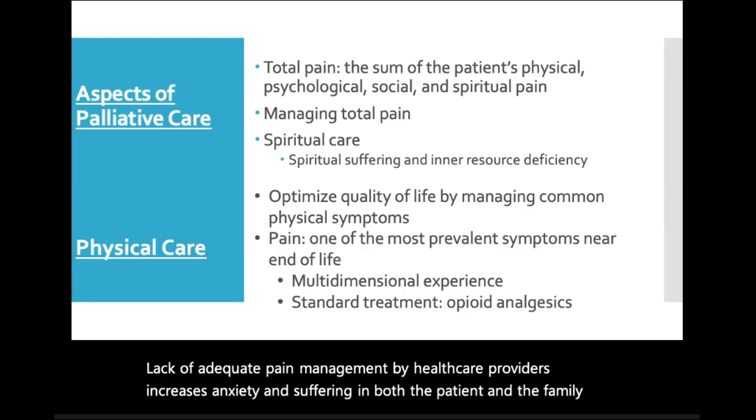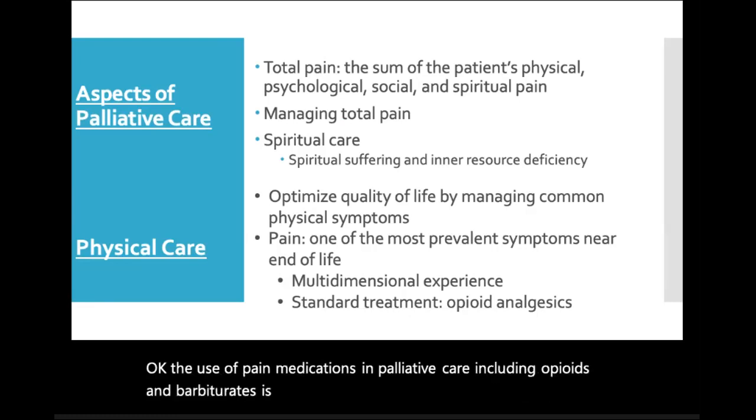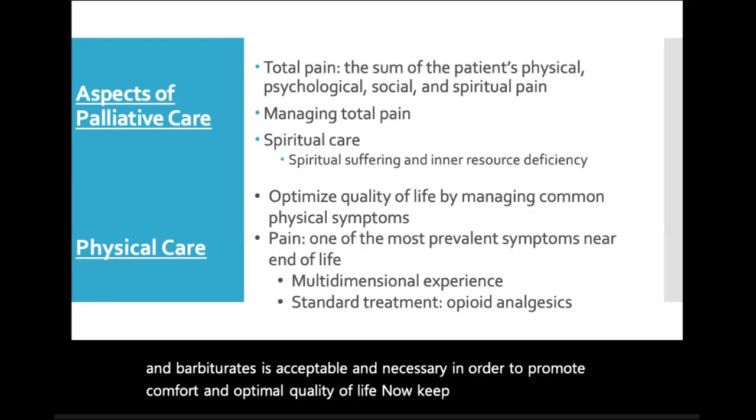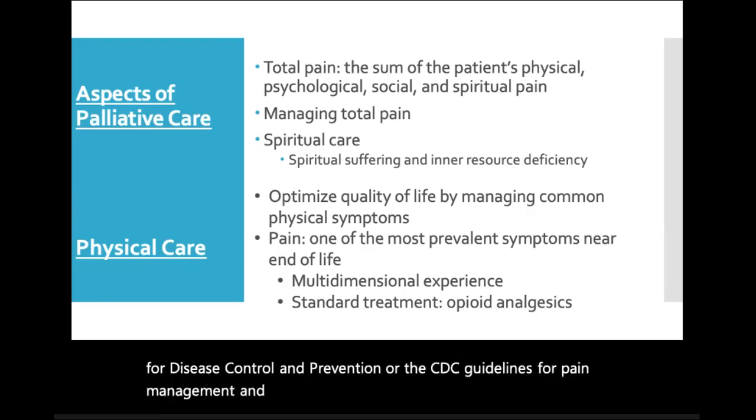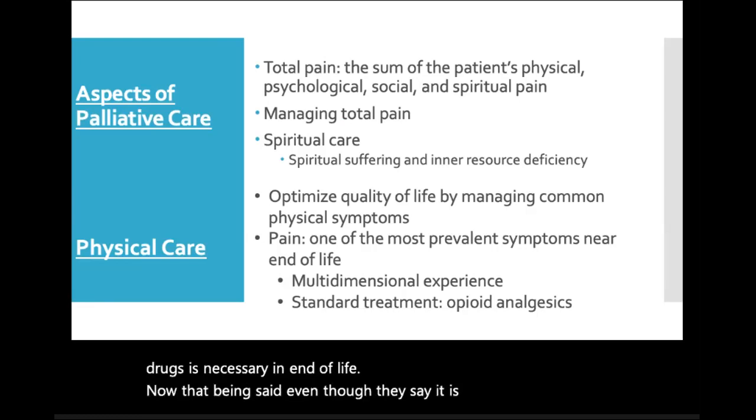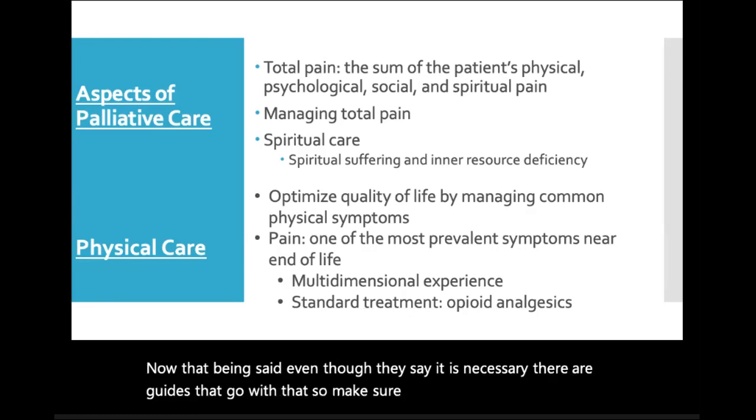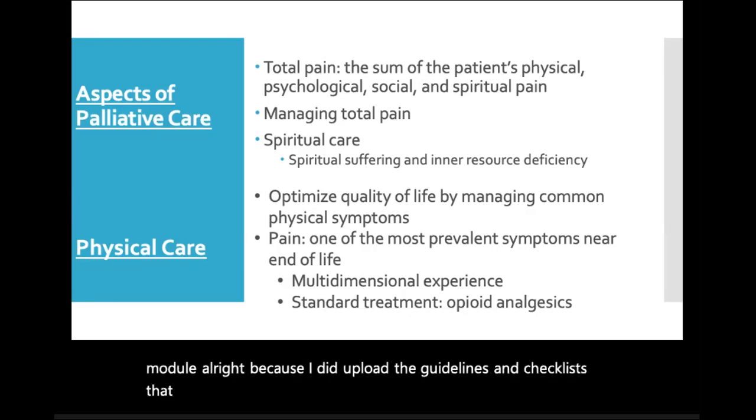Okay, the use of pain medications in palliative care, including opioids and barbiturates, is acceptable and necessary in order to promote comfort and optimal quality of life. Now, keep in mind, the Centers for Disease Control and Prevention, or the CDC, guidelines for pain management and opioid use specifically state that the use of these drugs is necessary in end-of-life care. Now, that being said, even though they say it is necessary, there are guides that go with that. So make sure you're looking in your module, all right? Because I did upload the guidelines and checklists that the CDC has provided so beautifully for us to use as our guides when we are prescribing.